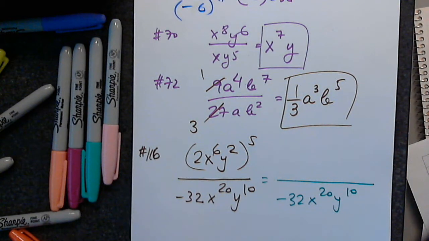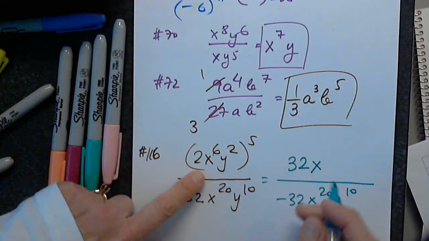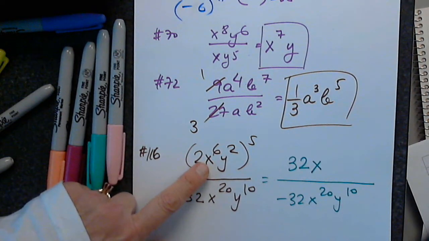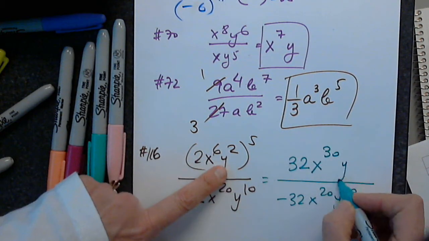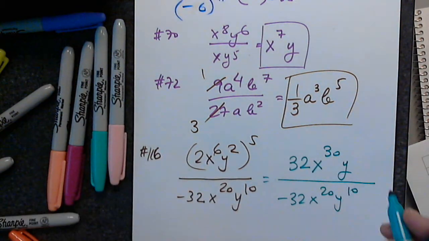We should remember, maybe after we finish this is the time for me to give you a little list of things to not memorize, but the more we use them, the more we should be accustomed to them. Okay, so 2 to the 5th is 32. Copy the base. What happens to the exponents? x to the 30, multiply by y to the 10.